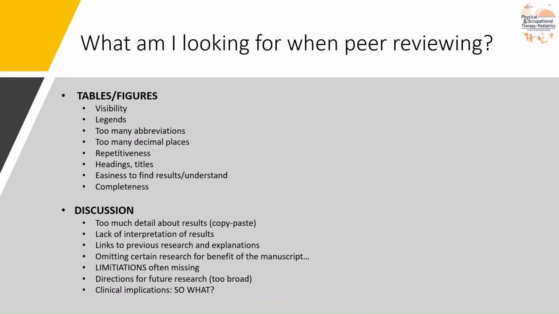In the discussion, which I find is the second most difficult part for authors to write, sometimes what I see is too much details about the actual results. So it's literally a copy-paste of the results section again in the discussion. Instead, what authors should do is to restate their objective and then restate the results, but in a summarized form, in a more succinct form.